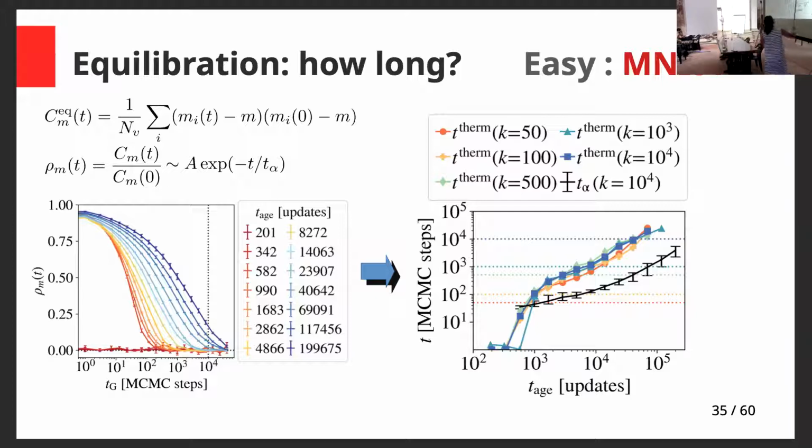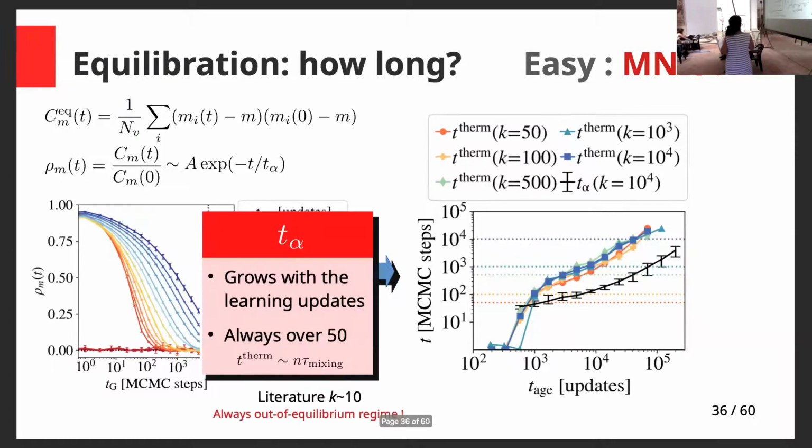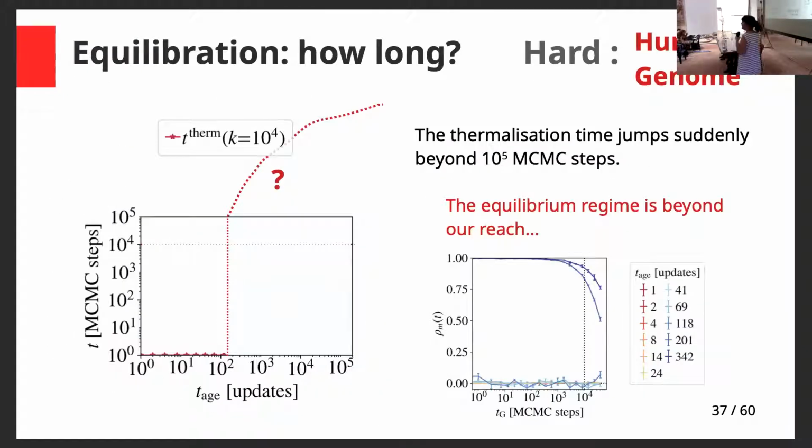But the point that we see is that at the beginning of the learning, you thermalize very easily. At a certain moment, you get a jump. And later on, you get something that grows as you train the machine more and more. But at least this is feasible. This is long, but it's not too much. Okay, this was training with MNIST, with the digits.